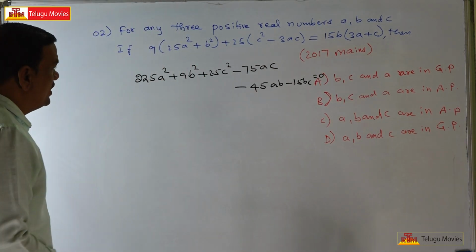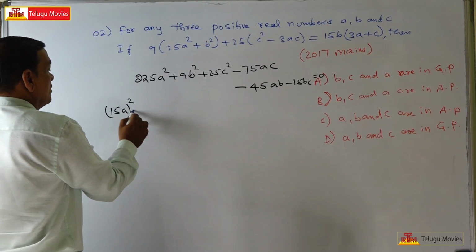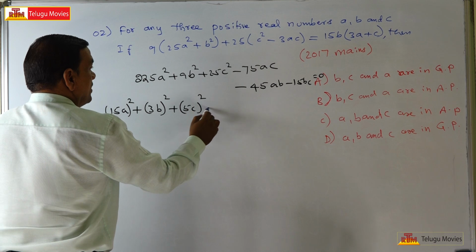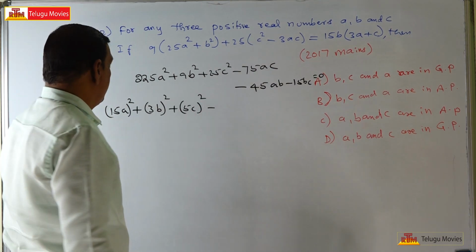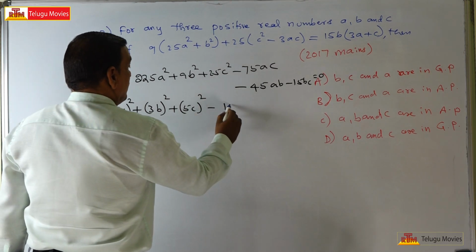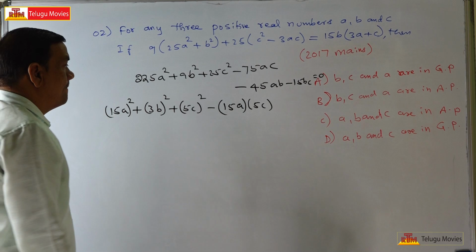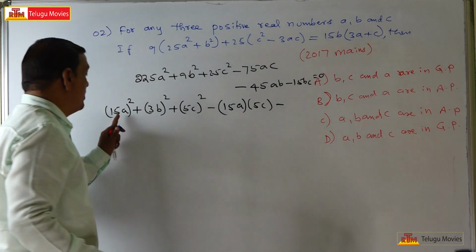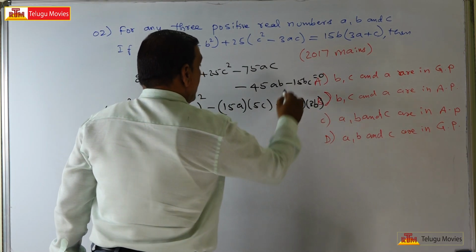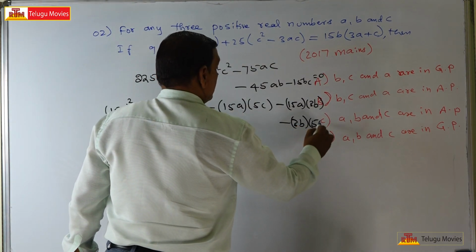Can I write this as a perfect square? This can be written as (15a) whole square, this is (3b) square, this is (5c) square. 75AC can be written as 15A into 5C, since 15 fives are 75 AC. Minus 45AB is 15A into 3B, and minus 15BC means 3B into 5C, is equal to 0.